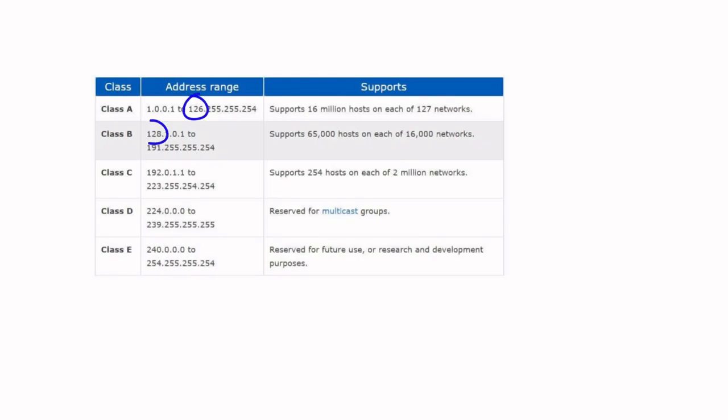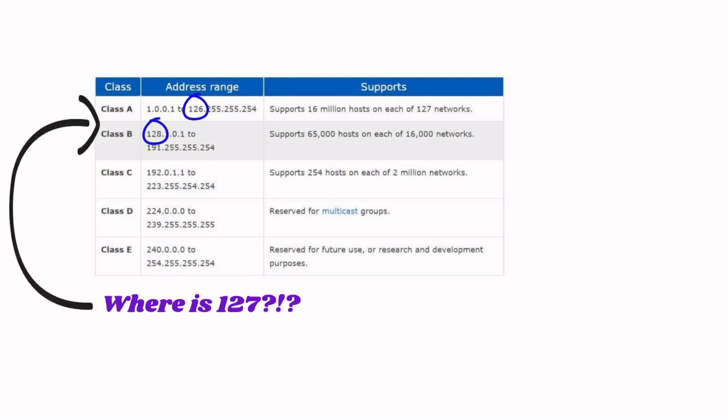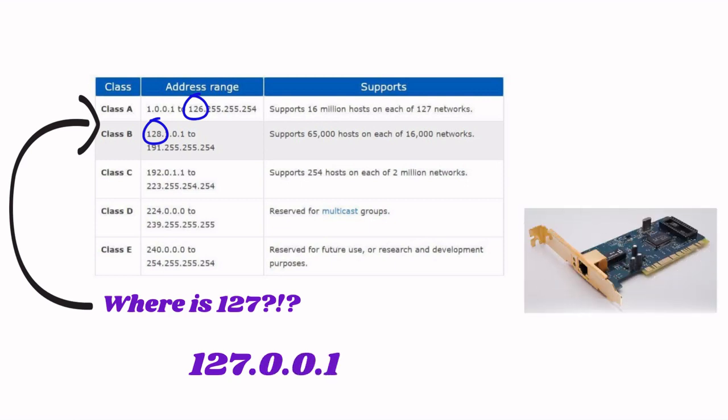You may notice the chart skips 127 completely. Whoa! That's about 16 million IP addresses that are not represented in our chart. That's because the 127 range is reserved for devices. To dig even further, 127.0.0.1 is the default IP address for your network interface card, or NIC. It's also called the loopback address.